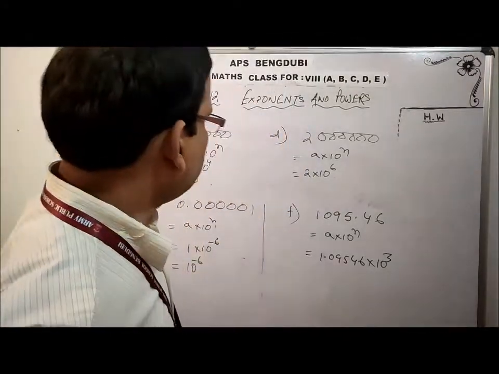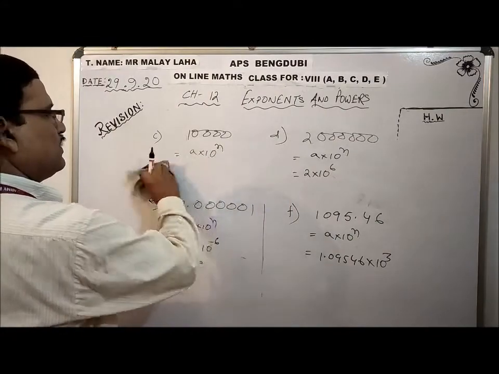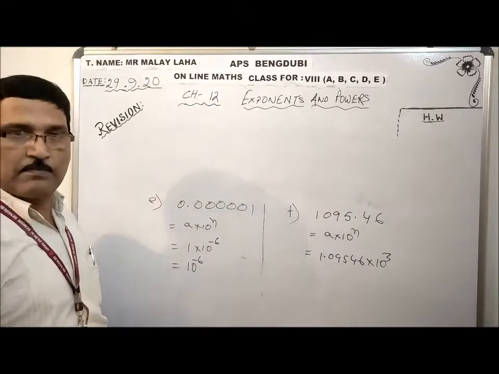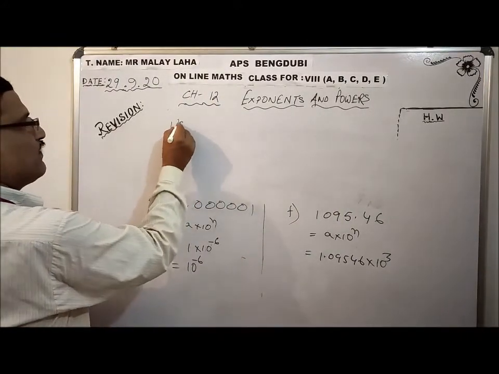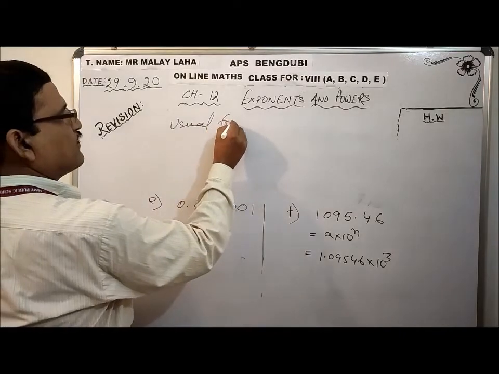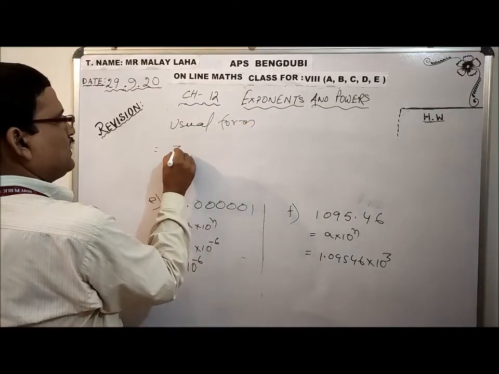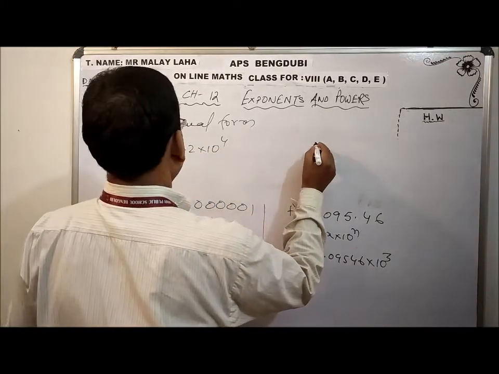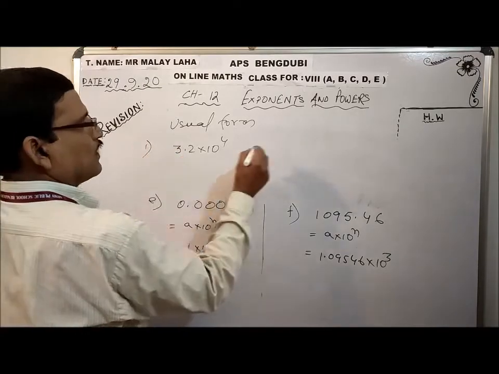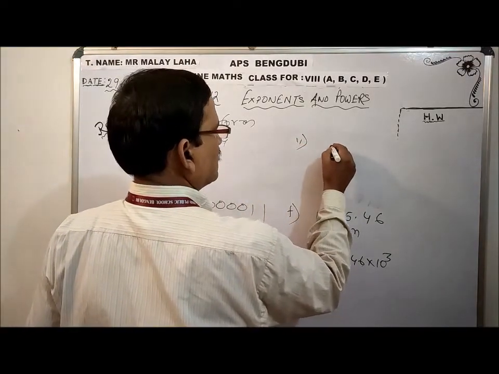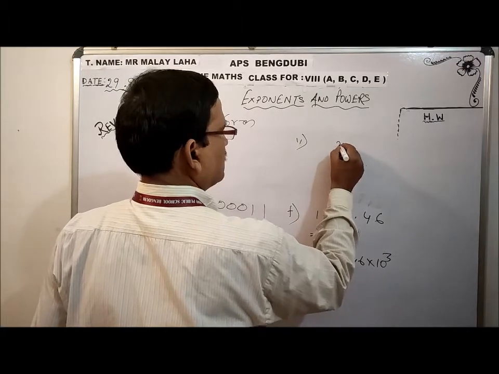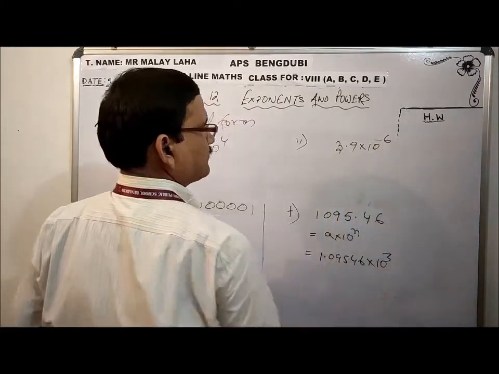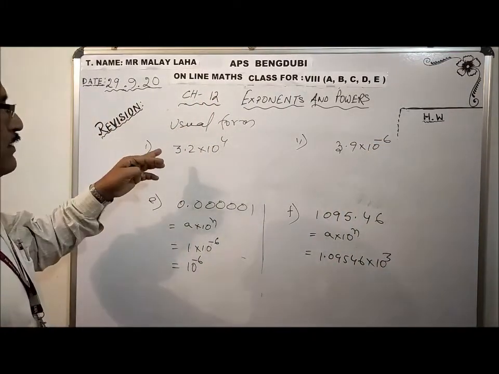Now, just the reverse form. I will give you the exponential form, and you have to convert it into usual form. Usual form means whatever the number form was, you have to return to it. Usual form. Say 3.2 into 10 to the power 4. Example. Here is 3.9 into 10 to the power minus 6. These are in exponential form.